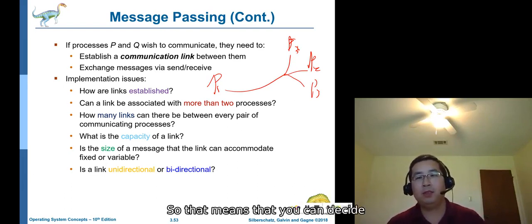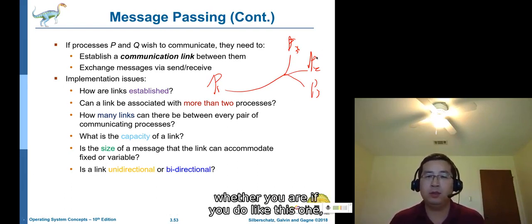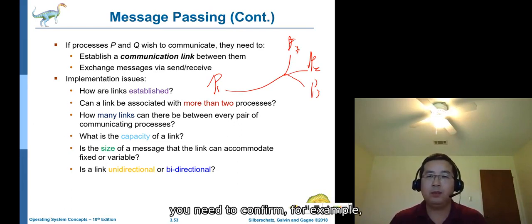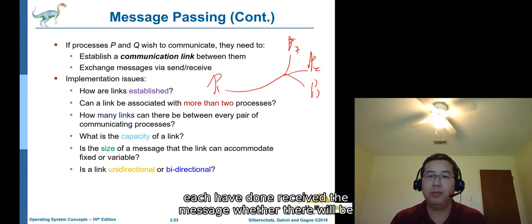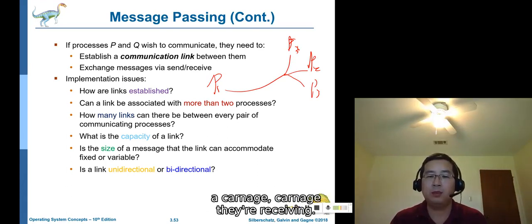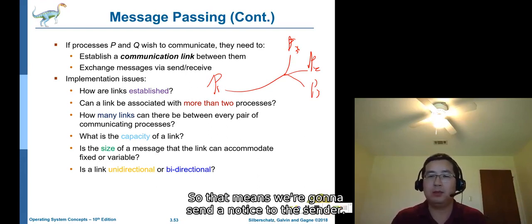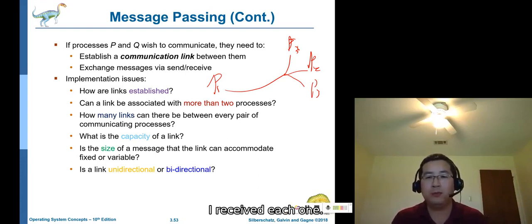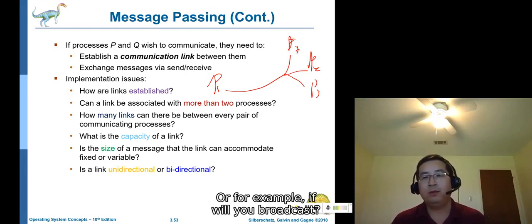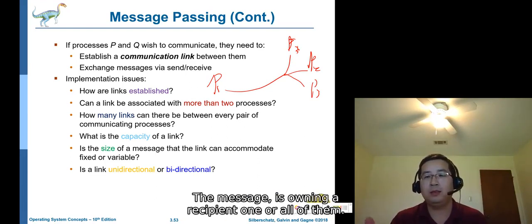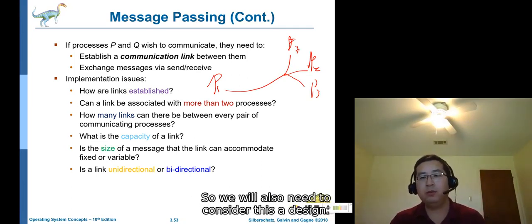So you can decide accordingly. If you do it like this, you need to confirm, for example, whether each of them receives the message and whether they will acknowledge the receiving. That means, for example, sending a notice to the sender, I received it. Or if you broadcast, whether the message is received by only one or by all of them. So we also need to consider this design.